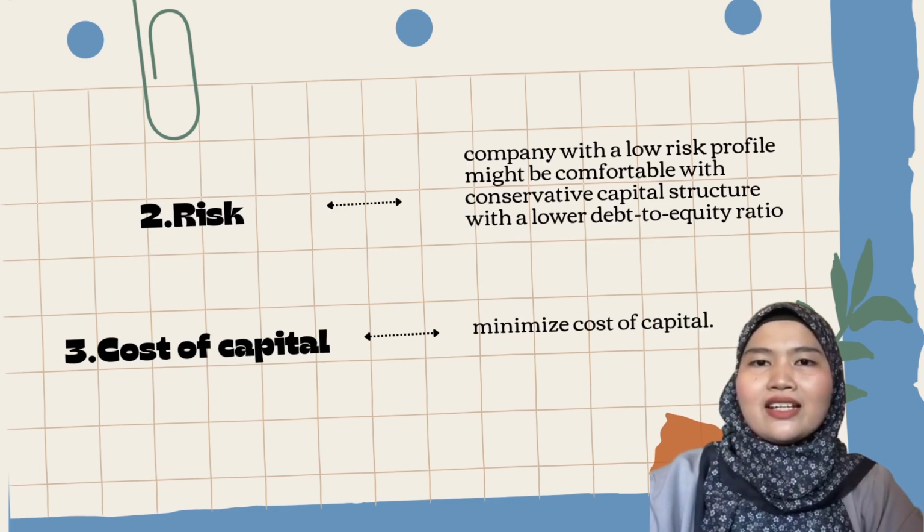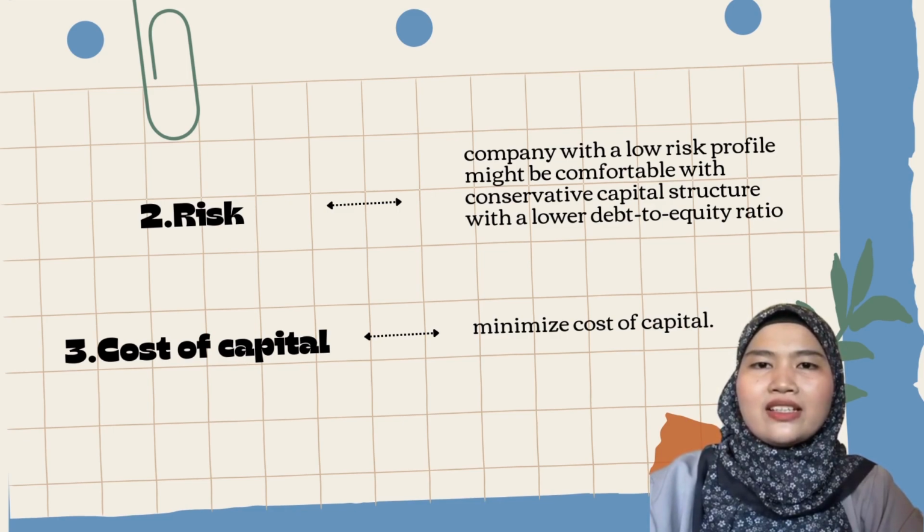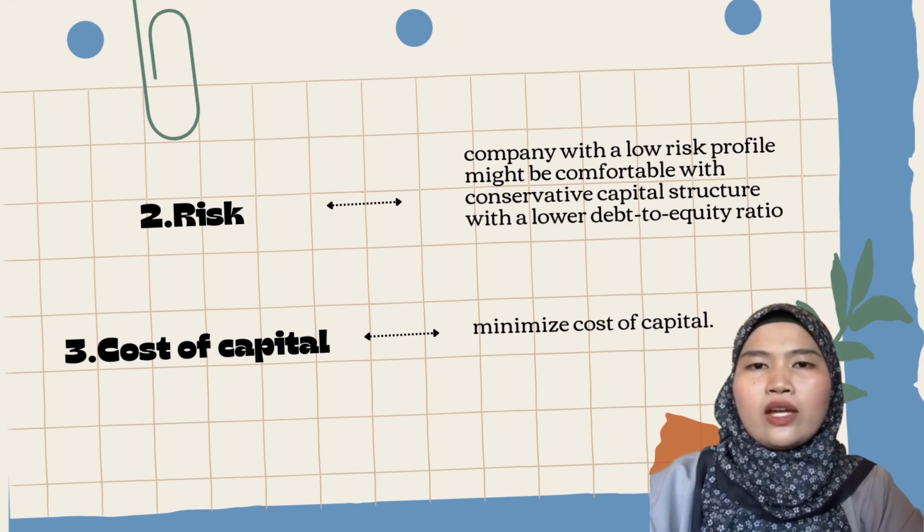Second is risk. A company's tolerance for risk affects its capital structure. Higher debt level can increase the return, but at the same time increase financial risk. Larger companies tend to have a higher risk tolerance compared to smaller companies. Companies with a low risk profile might be comfortable with a conservative capital structure with a lower debt to equity ratio. Too much debt can lead to financial distress.